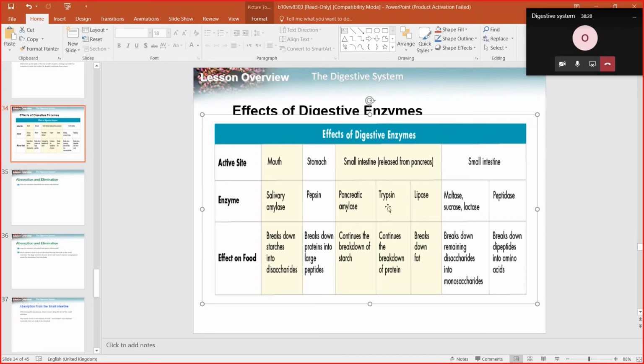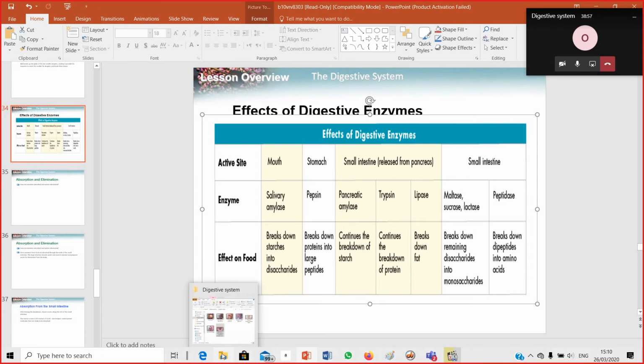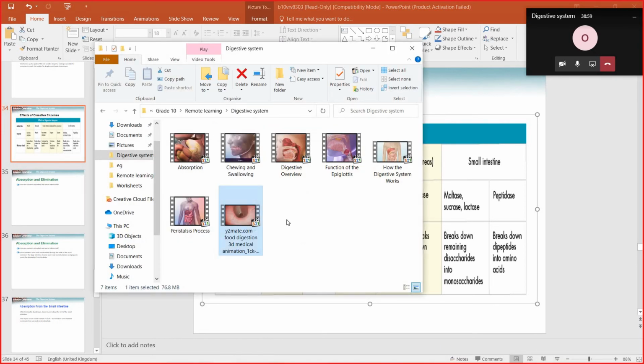And then now, this is how the digestion ends. Again, this is the chemical digestion. In the mouth we have amylase. In the stomach we have pepsin. From the pancreas we have three enzymes: pancreatic amylase, trypsin, lipase. And then the small intestine also secretes some enzymes which are called maltase, sucrase, lactase, and then peptidase. So this is all about the chemical digestion.